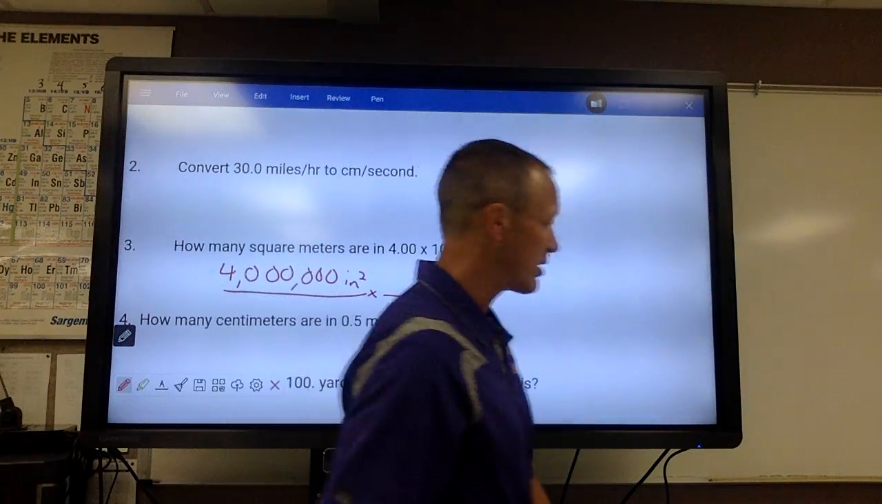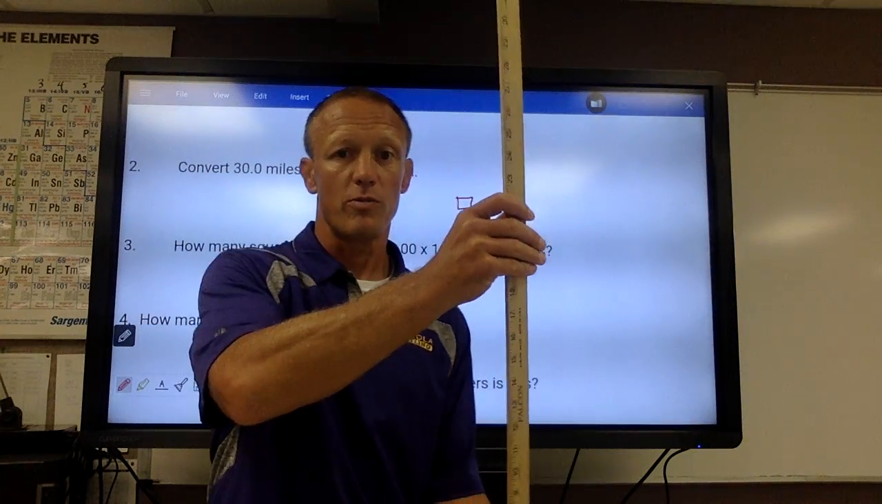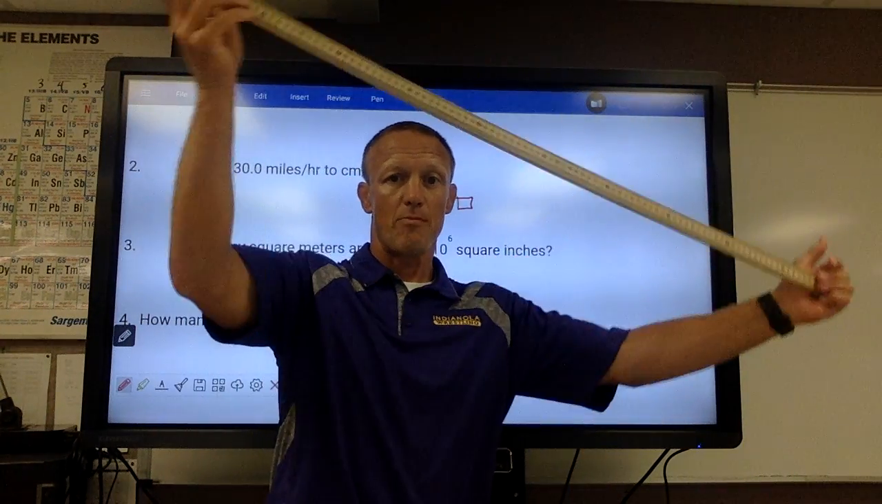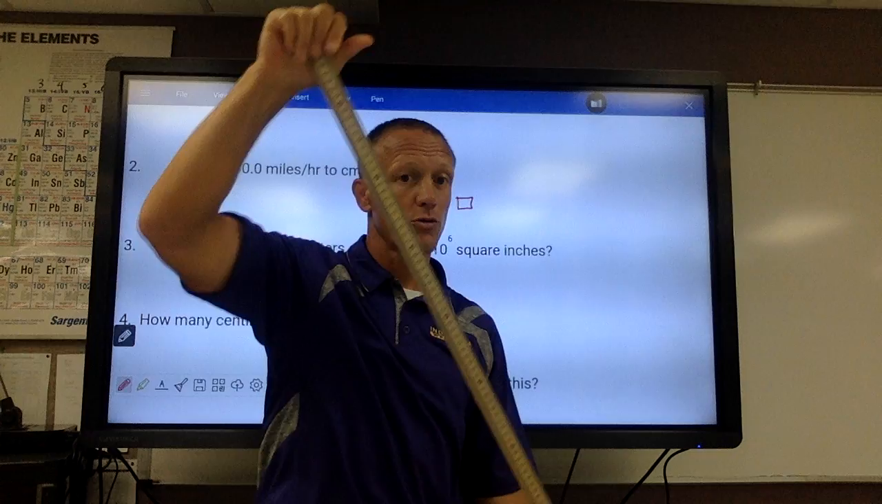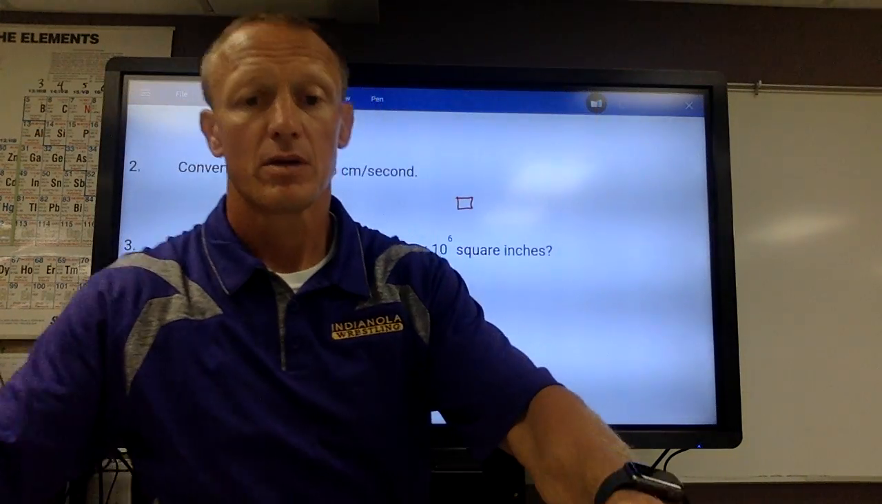Well, a square meter is very large. A square meter would be a meter stick by a meter stick. So that's a pretty big box. There would be a lot of little square inches in here.